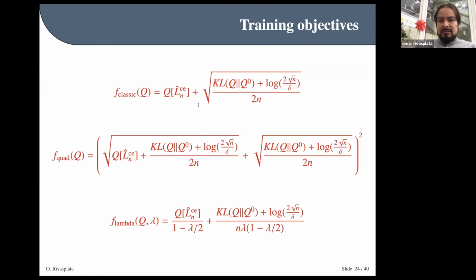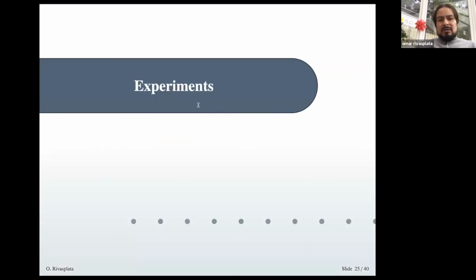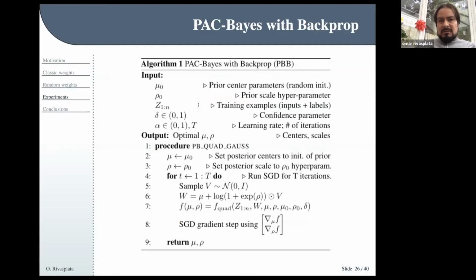And let me move on to tell you what we saw in the experiments. The algorithm that we experimented with, we borrowed the name, we called it PAC-Bayes with backprop.